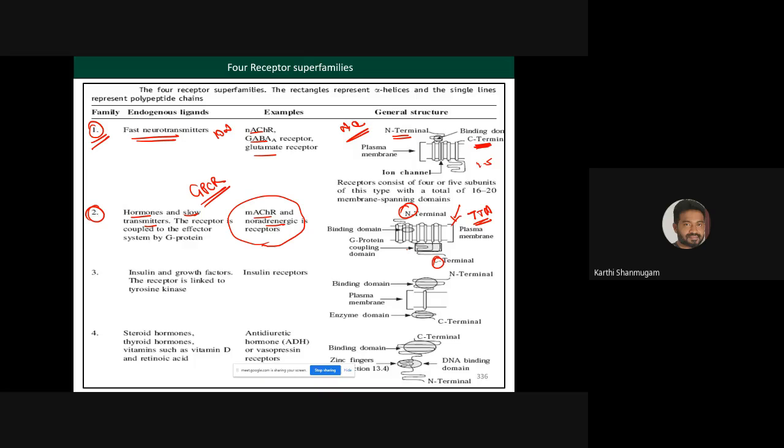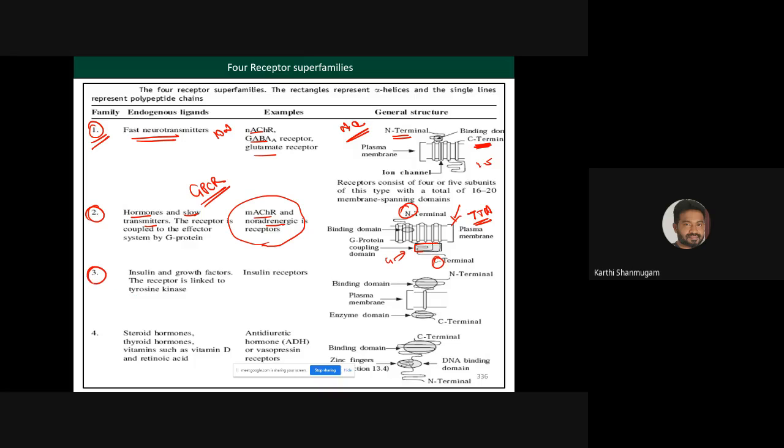Just below the intracellular region, there is a domain called the G protein coupling domain. So this is the place where the G protein will come and bind, right? We'll see the mechanism shortly.